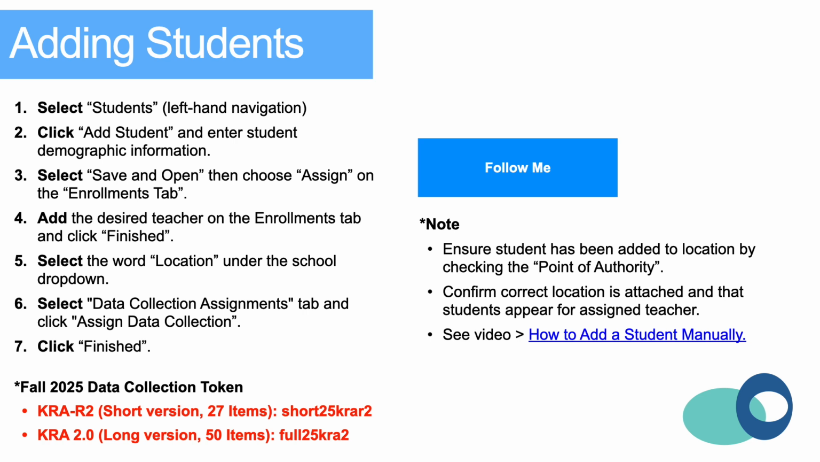There are 2 versions this year. There's the short version, which is the 27 item, which has a specific data collection token. That's short 25 KRAR2. The long version, the 50 items, that data collection token will be full 25 KRAR. So let's go back to live and we're going to add a student manually.